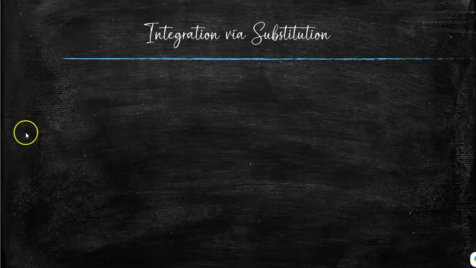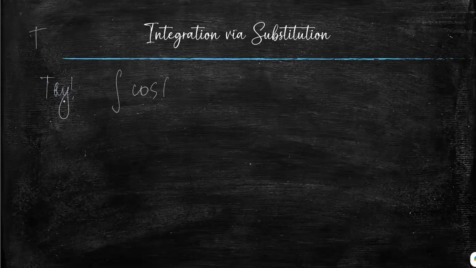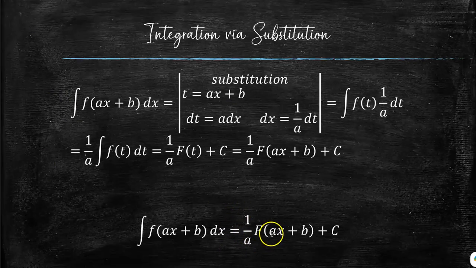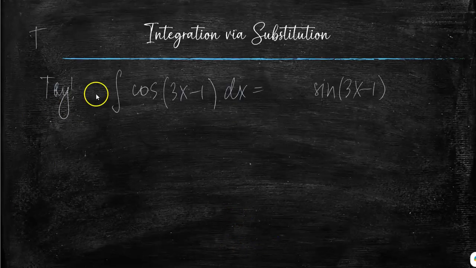That means if I ask you now to, let's say, go ahead and try integrating cosine of 3x minus 1. Well, you know the answer is going to be sine of 3x minus 1, but the way these constants play out, we have to divide by whatever the multiple of x is there. So it's going to be 1/3 of sine of 3x minus 1 plus c.